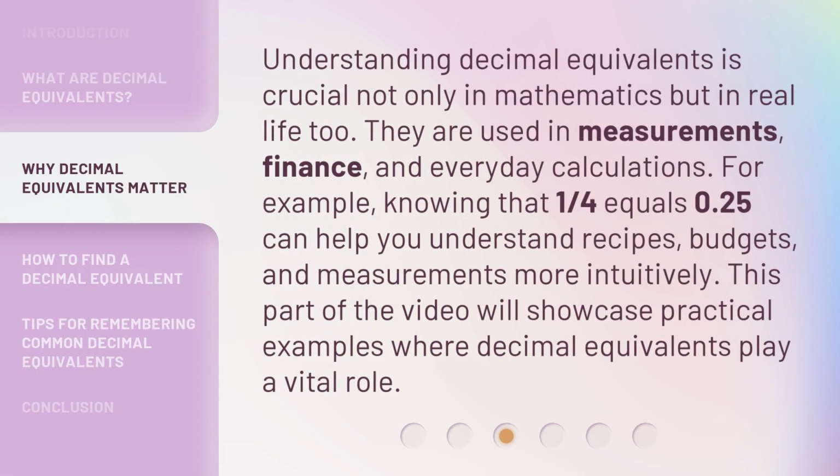Understanding decimal equivalents is crucial not only in mathematics but in real life too. They are used in measurements, finance, and everyday calculations. For example, knowing that 1 divided by 4 equals 0.25 can help you understand recipes, budgets, and measurements more intuitively. This part of the video will showcase practical examples where decimal equivalents play a vital role.